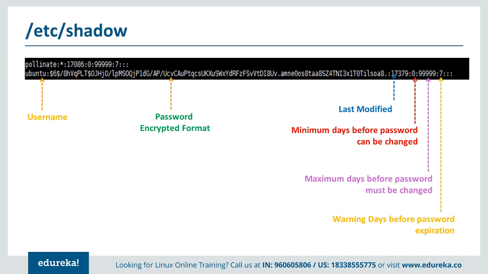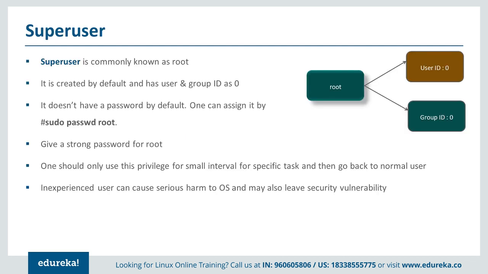That's why minimum days before password can be changed is shown as zero. Similarly, maximum days before password must be changed is a very huge number, that is 9999 days. Then warning days before password expiration is 7, but it is of no use because there is no maximum days before password expiration. So let's talk about super user.